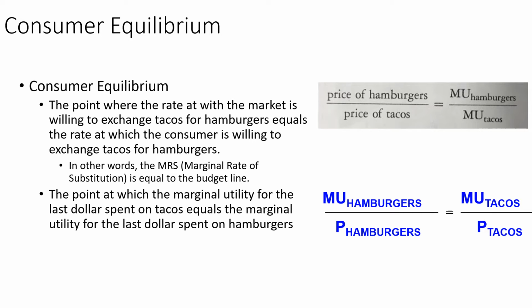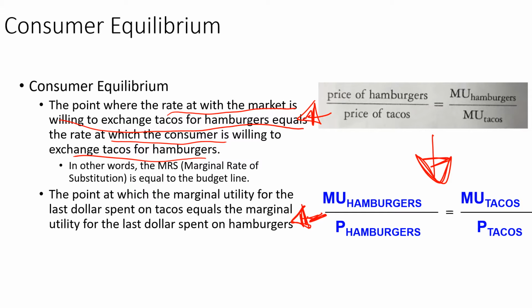And then if we rearrange that equation, we can rearrange it to make it look like this, where the marginal utility of hamburgers divided by the price of hamburgers is equal to the marginal utility of tacos divided by the price of tacos. Basically, these equations are summarized in the statements next to them. So this first equation is basically saying that consumer equilibrium occurs at the point where the rate at which the market is willing to exchange tacos for hamburgers is equal to the rate at which the consumer is willing to exchange tacos for hamburgers.